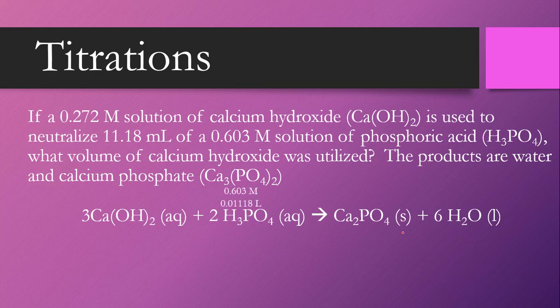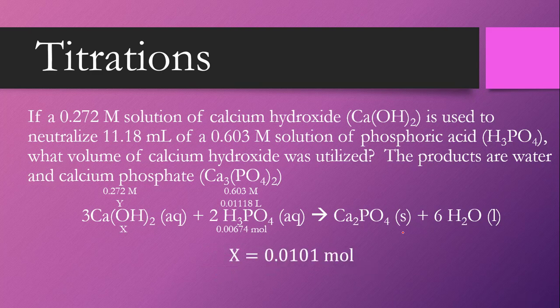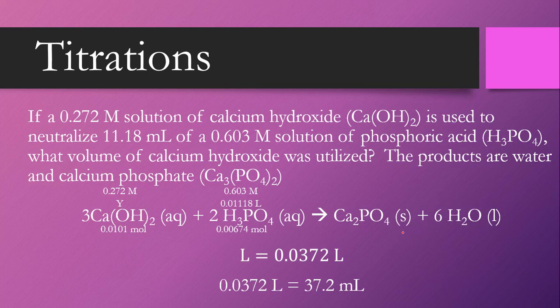I write out what I know about the phosphoric acid. I write out what I know about the calcium hydroxide. I've got 0.00674 moles of the phosphoric acid, and I don't know how many moles of calcium hydroxide. Set up my mole ratio, and then I solve for X. So I have 0.0101 moles of calcium hydroxide. Molarity is moles divided by liters. So I set that up. I can now rearrange it, solve for L, and now I multiply by 1,000 to go from liters to milliliters, and that's the answer. Now in actuality, since the question didn't ask for a specific unit, you could have left it in liters.